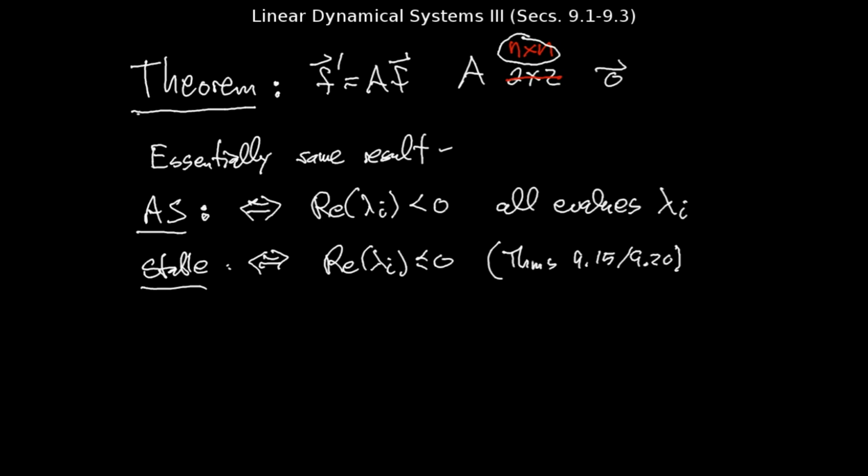Well, let me say just one last thing. I've just written it out on the slide. What I was just talking about was the equation f prime is equal to Af, and what I'm pointing out here is that if you change those 2's to n's, essentially the same result holds. Asymptotically stable holds if and only if all of the eigenvalues have real part less than 0, and for stable you allow real part less than or equal to 0. And, well, I won't say any more about that, but I'll just point you to theorems 9.15 and 9.20 in the book.